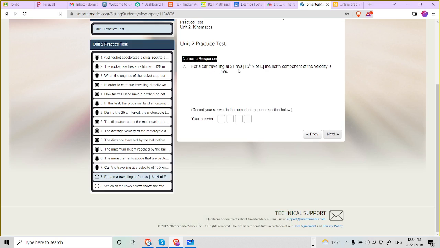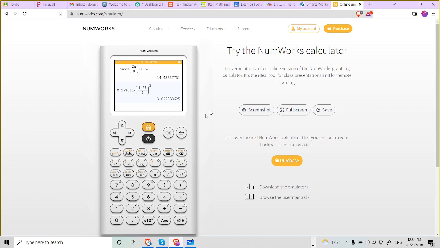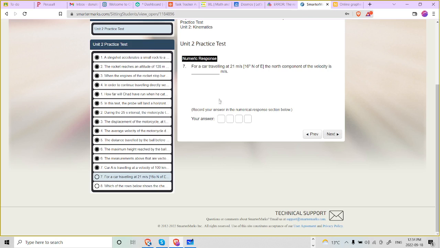So the north component for a car traveling at 21 meters per second, that's 16 degrees north of east. North of east happens to be the same as our standard position. So this will be 21 times the sine of 16 degrees. And again, I don't recall how to flip this into degree mode. So that's about 5.79, or to 2 sig digs 5.8.